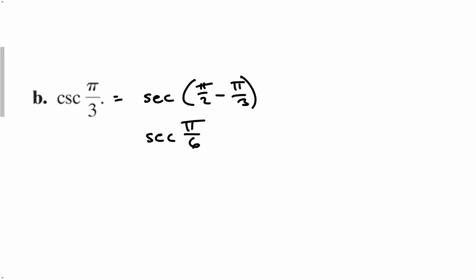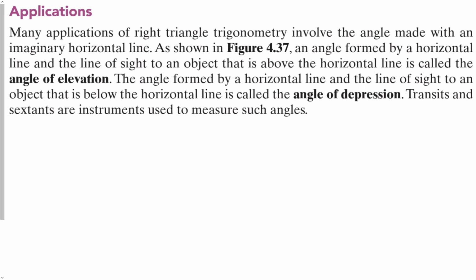Okay? So let's use some of this stuff for some word problems. So many applications of right triangle trigonometry involve an angle made with a horizontal line, usually imaginary. Okay? So the figure's on the next page, but if we have an angle formed by a horizontal line and a line of sight above the horizontal line, that's called an angle of elevation. If we look down, right, that's called an angle of depression.